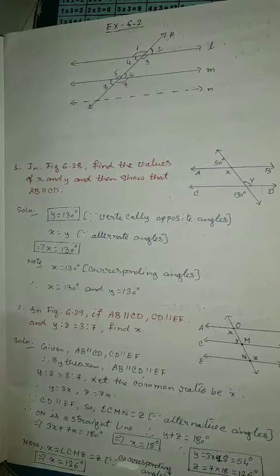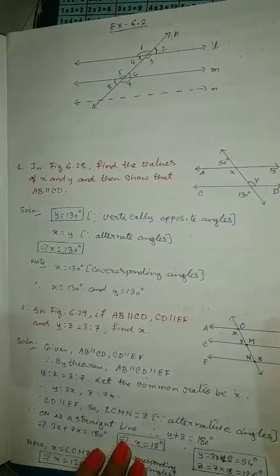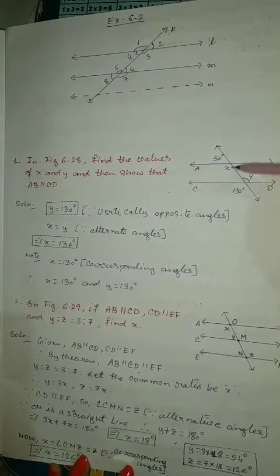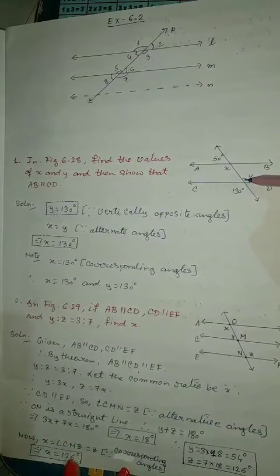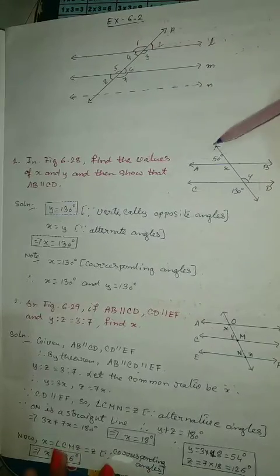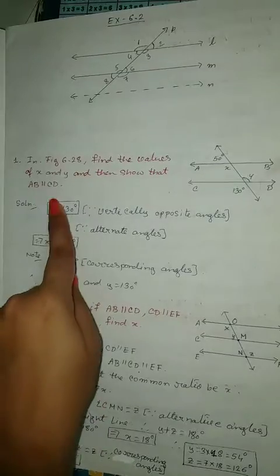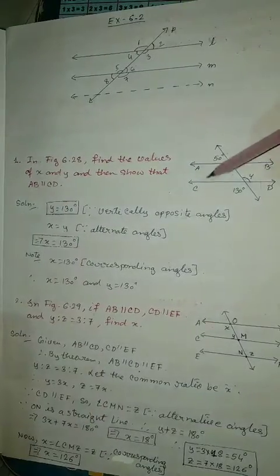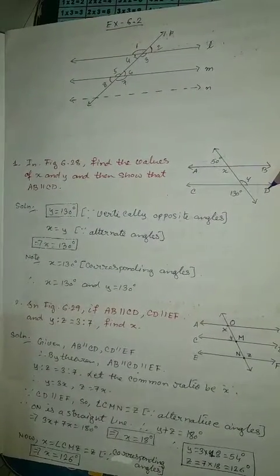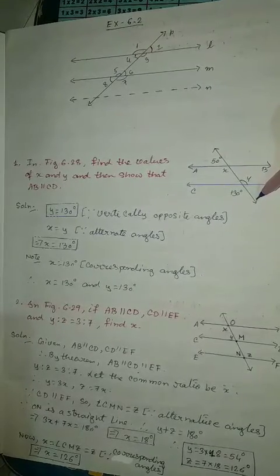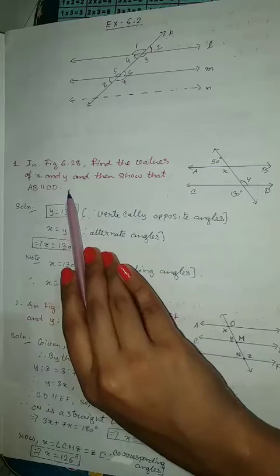Okay. When you get sums like this one, you can also give names or label the important points. We're not doing it right now. Here it is given, AB and CD are parallel to each other. Since AB and CD are parallel to each other, we can say this line is the transversal. Here we have to find out the value of x and y.